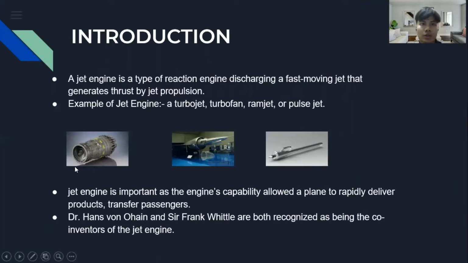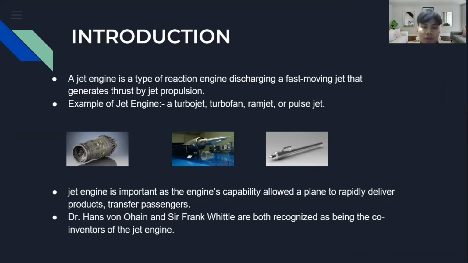So first, for the introduction, what is the meaning of a jet engine? A jet engine is an engine that discharges a fast moving jet that will generate thrust through jet propulsion. For example, jet engines include the turbojet, turbofan, pulse jet and ramjet.